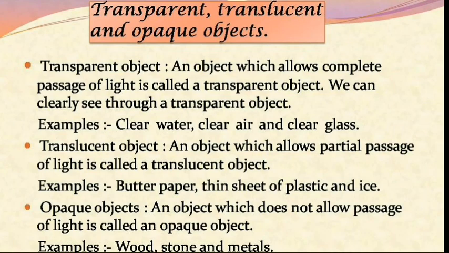Translucent object. An object which allows partial passage of light is called a translucent object. For example, butter paper, thin sheet of plastic, and ice. Opaque objects. An object which does not allow passage of light is called an opaque object. Example, wood, stone, and metals.